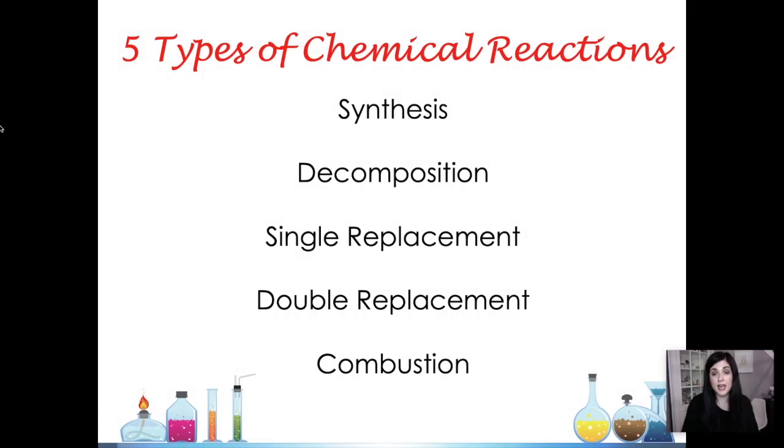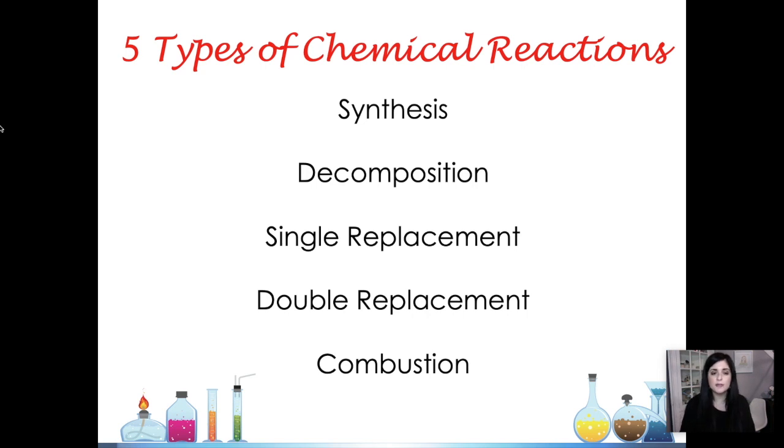Now, with reactions, there are 5 very basic types of chemical reactions that you should be able to predict the products for. And there's more than these 5 types of reactions in chemistry, but these are just 5 of the most basic types. And those types are synthesis reactions, decomposition, we have single replacement and double replacement, and we also have combustion reactions. And let's take a look at each one of these together.